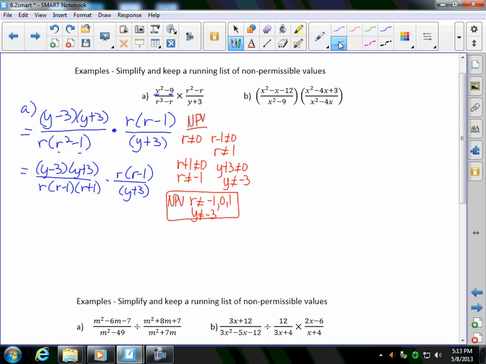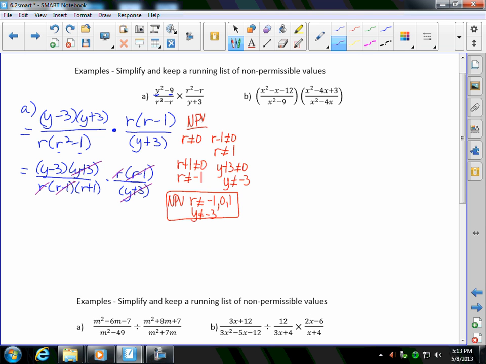So on the top here, I have a y plus 3, and I also have a y plus 3 in the denominator there. So remember, you can only cancel from top to bottom. You can't cancel if they're beside each other. I have an r down here, which will cancel that r up there, and an r minus 1 will cancel that r minus 1.